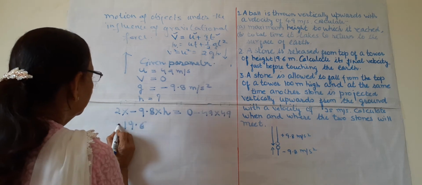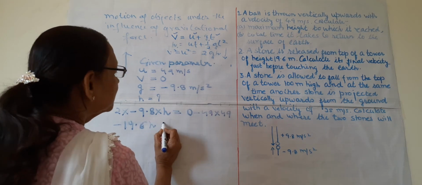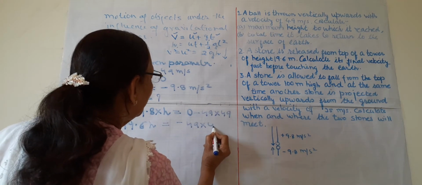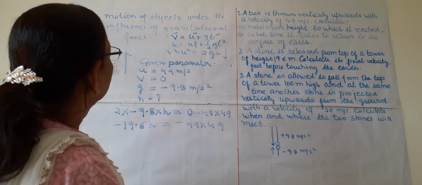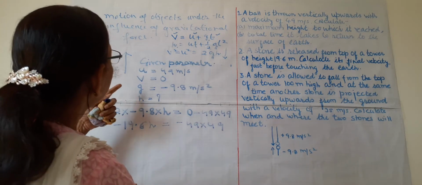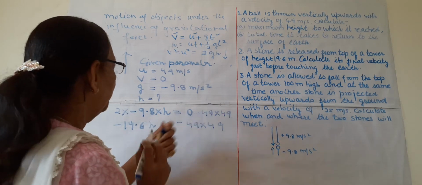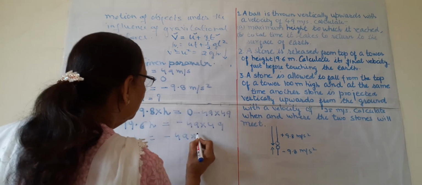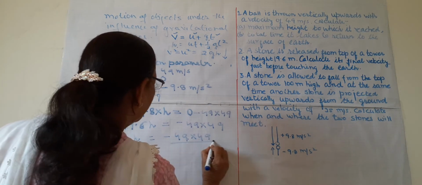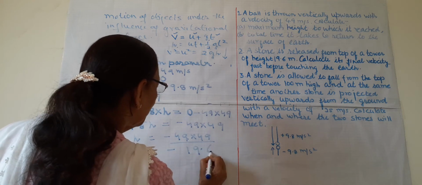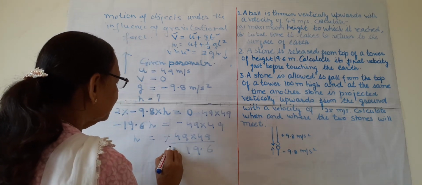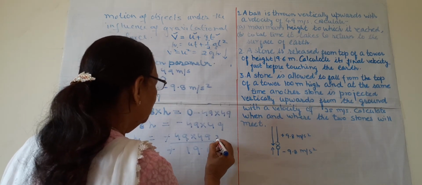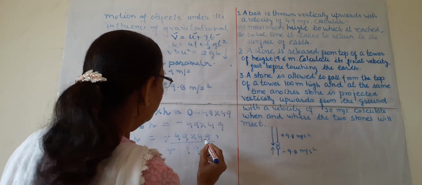19.6, and it is in minus. 19.6 h is equal to minus 49 into 49. Is it correct? V0 and this is u square. So h will be minus 49 into 49 divided by minus 19.6. This will be cancelled, and what is left? 0 is here.